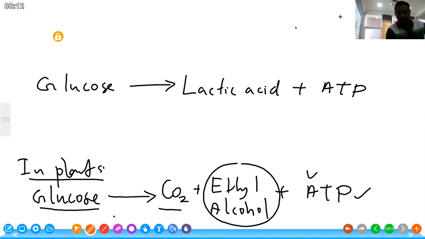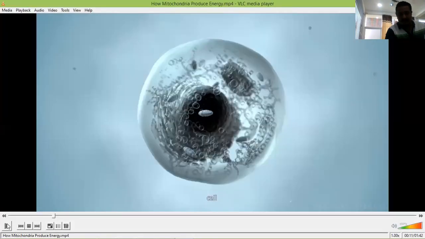Our body is made up of trillions of cells.